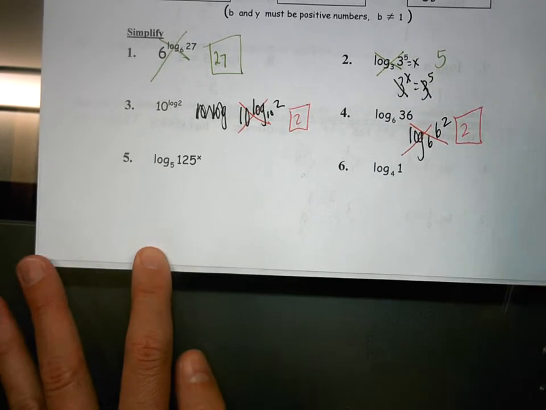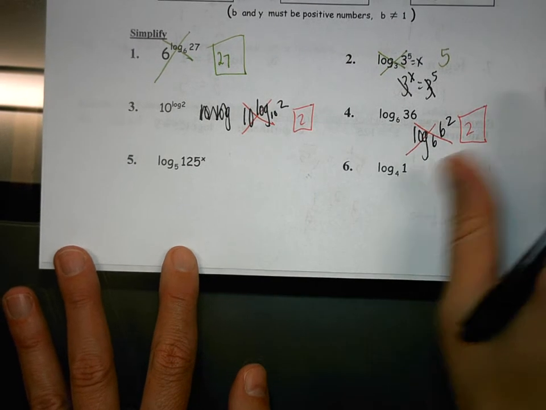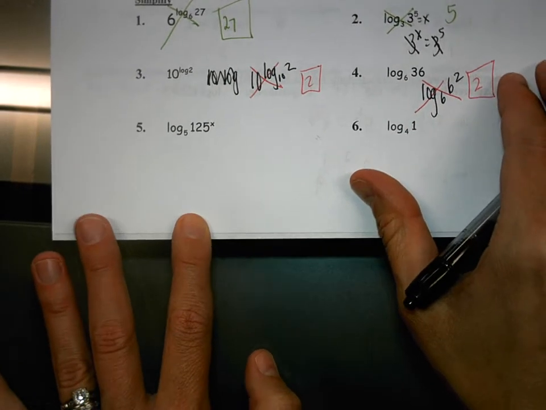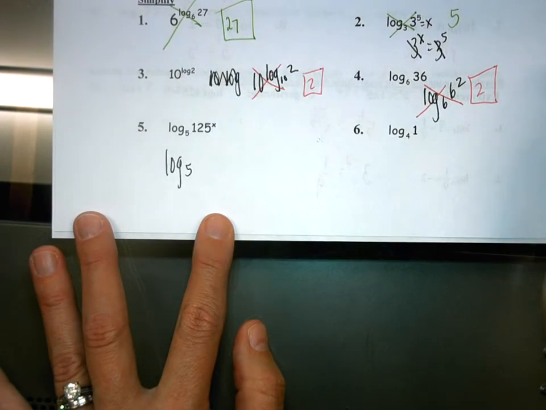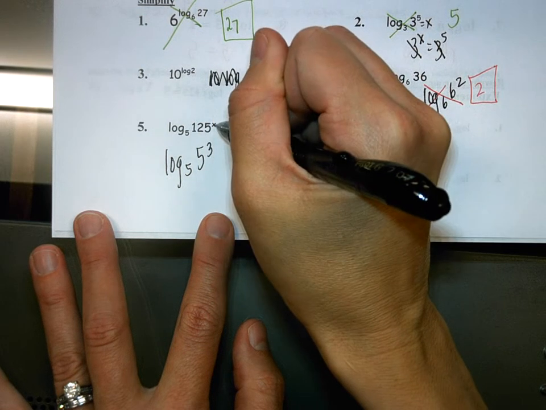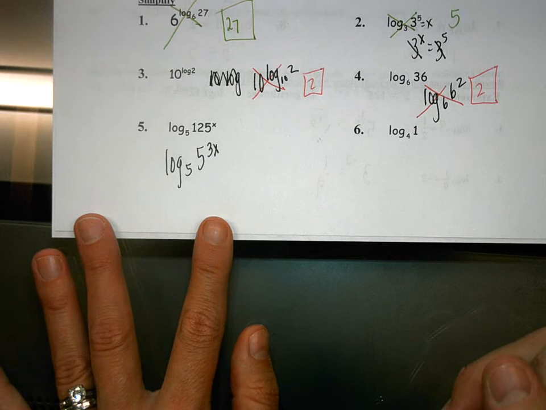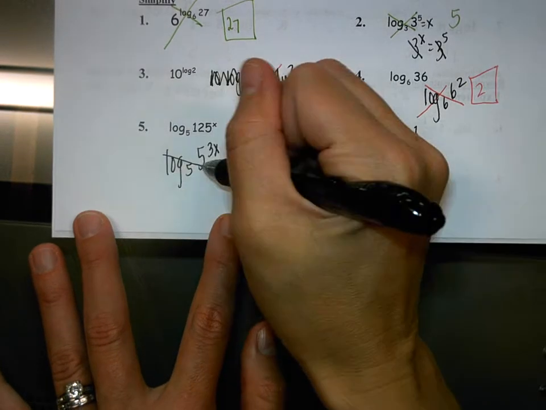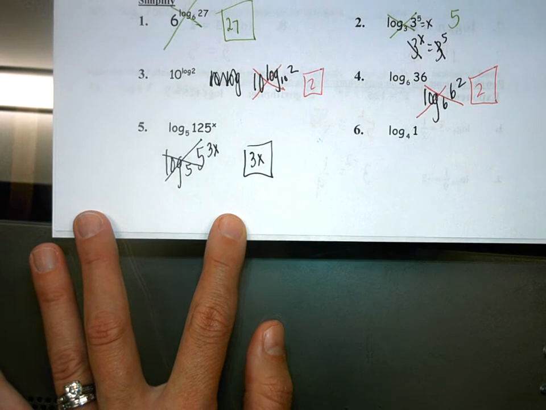Okay, on 5, could I change that to be base 5? 125, is it 5 to some power? Yes, it is 5 to the 3. And since there's an x here, you just put the x and the 3 together because they're both in the exponent part. And so that means that you would just cancel these out and the answer is just 3x. Okay?